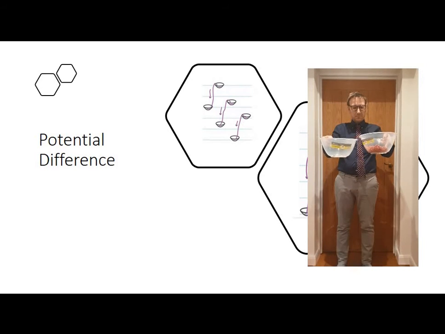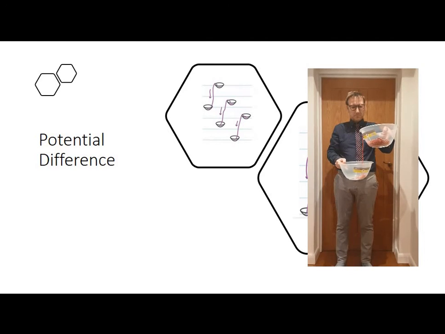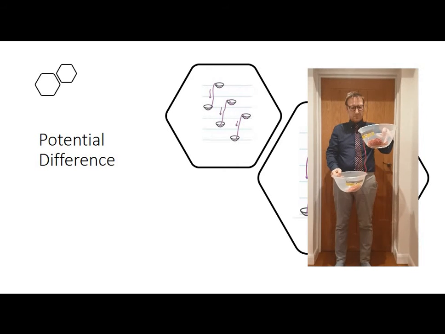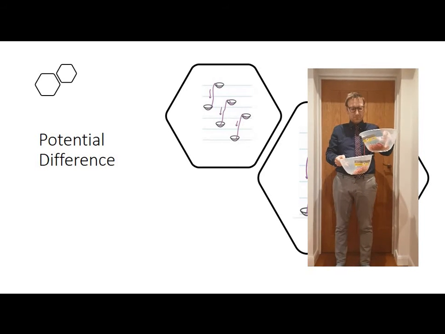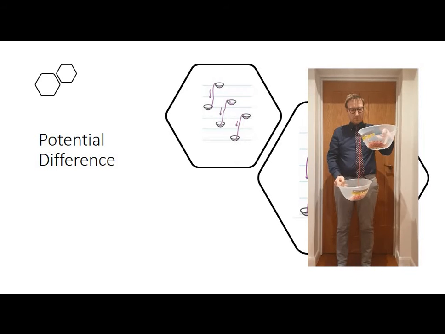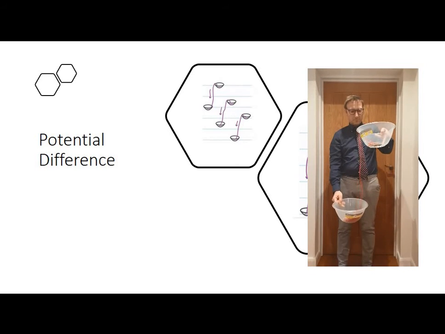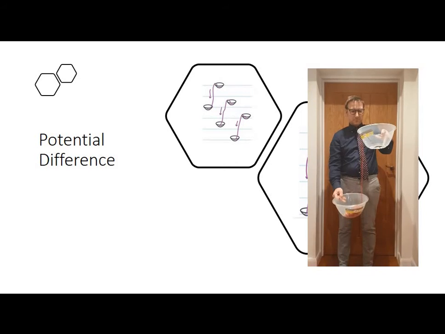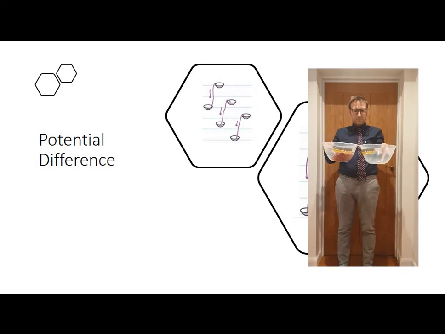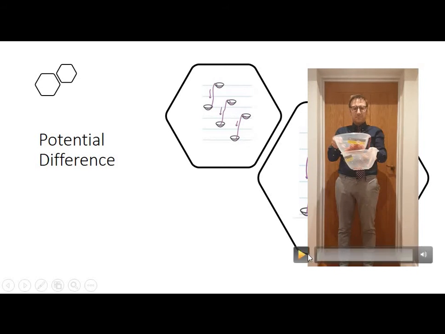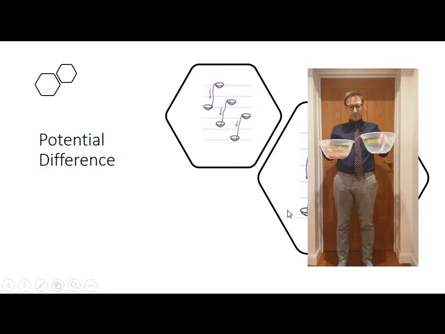I'm going to show you the other way around, because they can flow back the other way as well. So if there is a very small potential difference, the electrons do not move very fast. However, the bigger the potential difference, the bigger the difference in height, the quicker those electrons are moving. I'm going to play that one more time for you so you can see it.